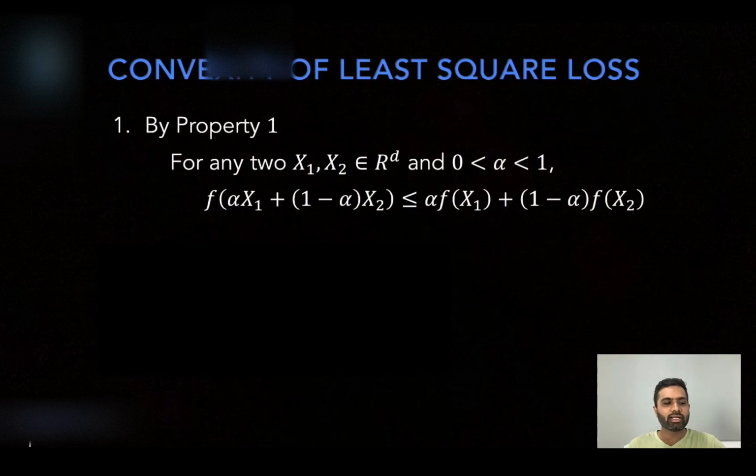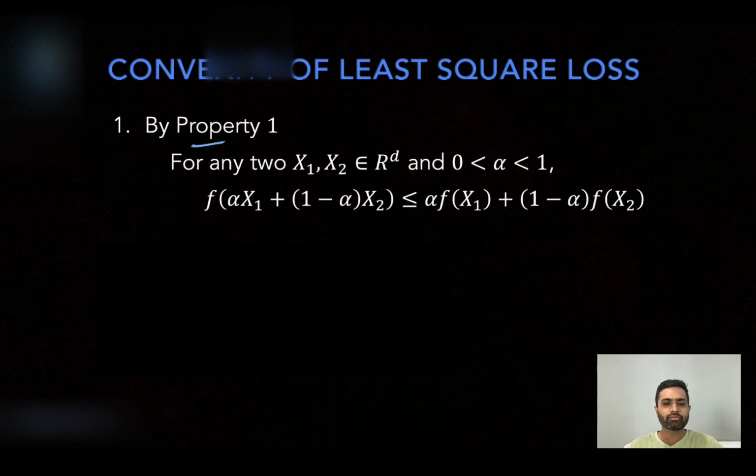So now let's come back to the least square loss function. We will see the convexity of the least square loss function by two different properties. In the first case, we will see the convexity by property 1, which says that you take any 2 points and join a line between those 2 points, then the function value at any point in between will always be lower than the value on that line.